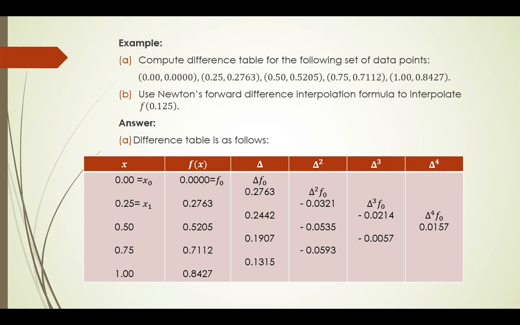Then thirdly, what are the differences? I mean delta f naught. How could you determine the value of f naught? Remember that. Just look at this value, 0.125. We need to calculate f for this value of x.